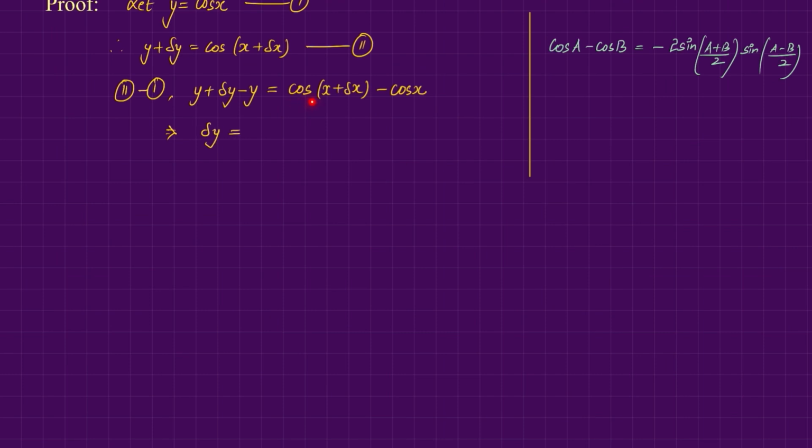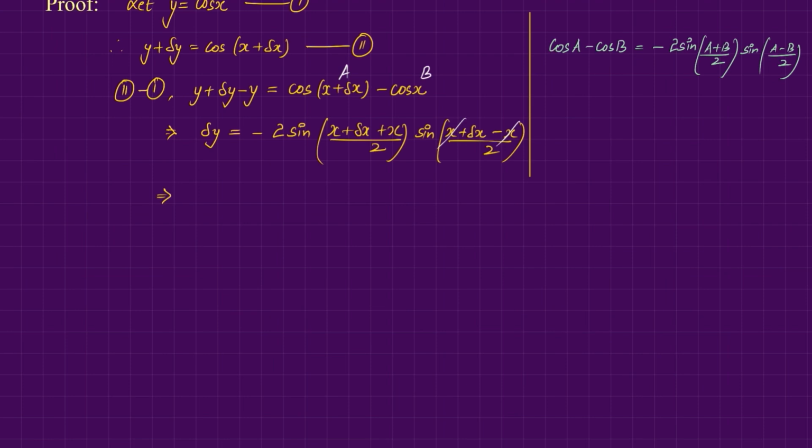here in this form we have cos a minus cos b. So we will use this formula here. Here a means this portion and b means x. So now let us use that formula. It will be minus 2 sine of (a plus b) by 2, that is a plus b by 2, and sine of (a minus b) by 2, that is a minus b by 2. So here x and x are getting cancelled.